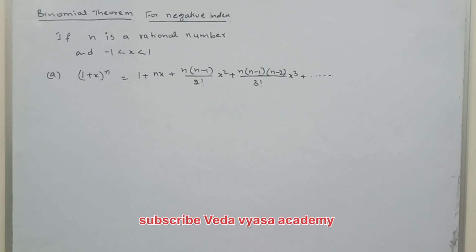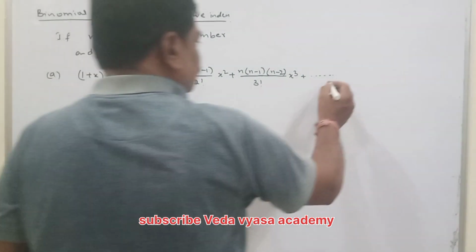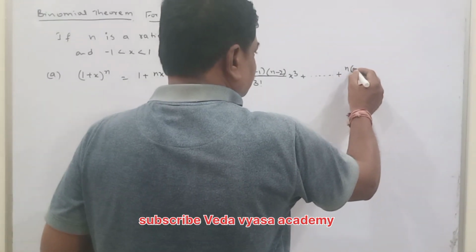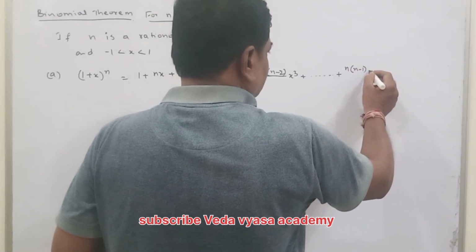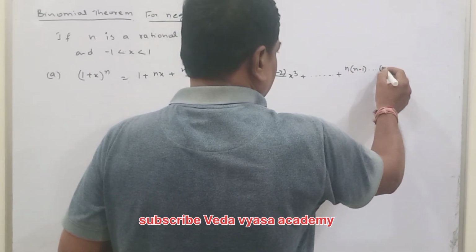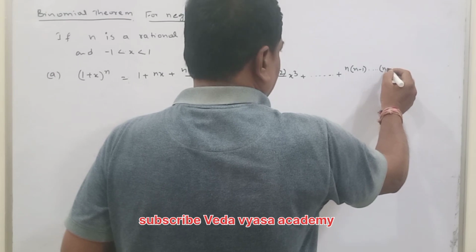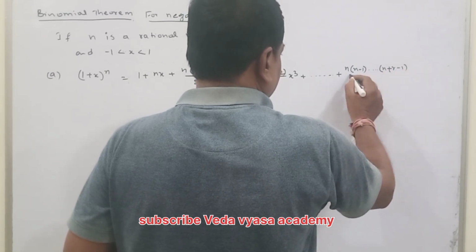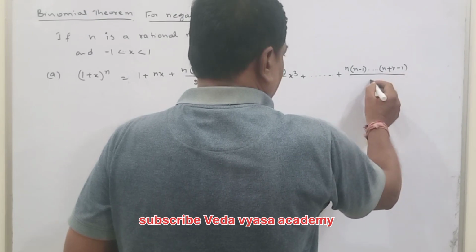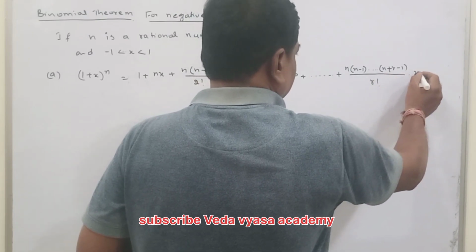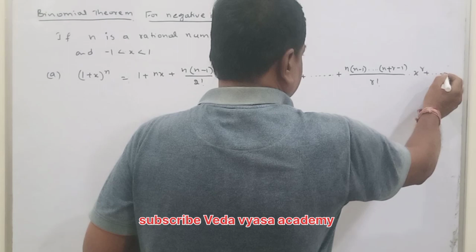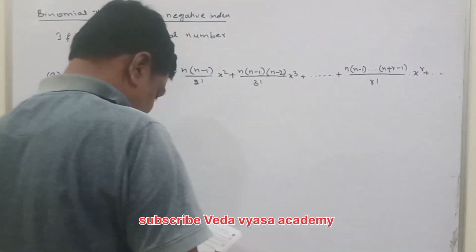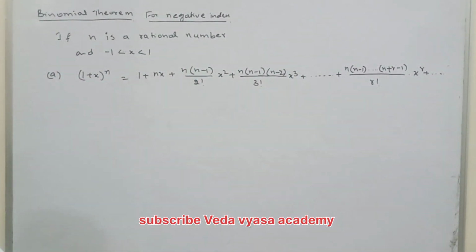Like this, plus n(n − 1) and so on up to (n − r + 1)/r! x^r, plus and so on up to infinity.